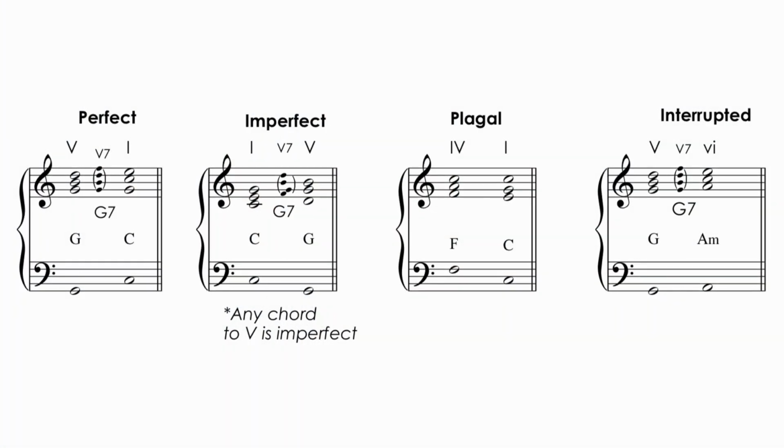Cadences help to punctuate the phrases in music. They let us know when a piece has come to a final resting place, or they let us know when there is more music to come. The 4 main cadences are a perfect cadence, an imperfect cadence, a plagal cadence, and an interrupted or deceptive cadence.